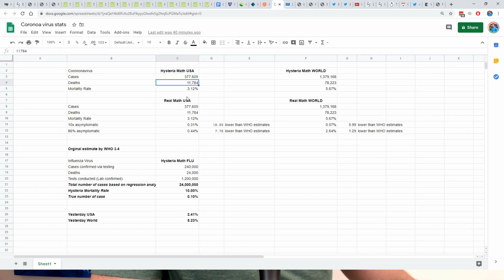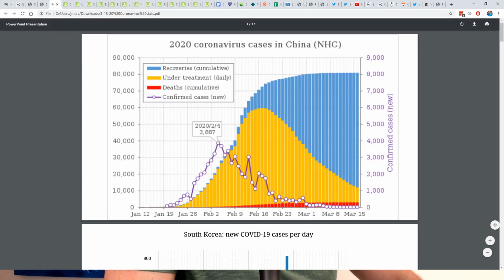Deaths at 11,784. That's a 3.12% mortality. Again, last week we were at 2.41. The X factors are going to be what the asymptomatics are. Okay, we know 10X plus is going to be at this 0.31%. If the 3.12 holds true, that's 0.31%, which is almost 11 times lower than the World Health Organization's estimate at the 3.4% level. And again, we have data supporting some of this, guys.